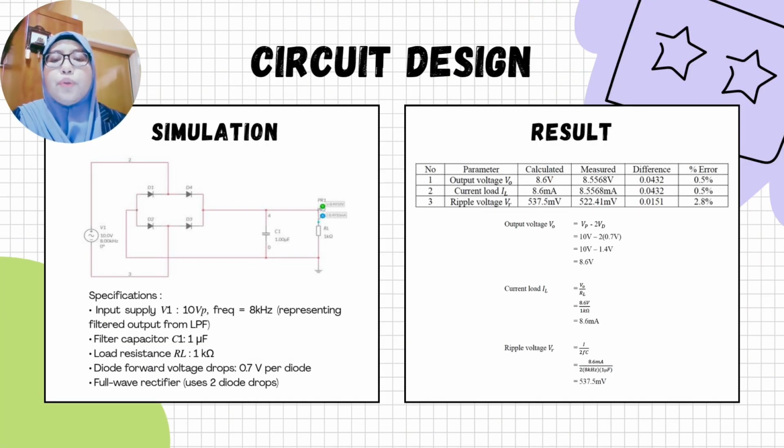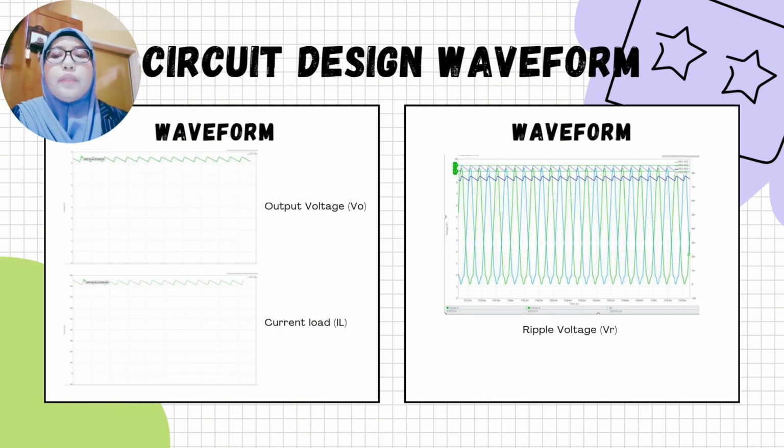Here, we show you the circuit design for this project. We use the full wave bridge rectifier. So we have the four diodes and then we use the capacitor to reduce the ripple voltage. So here the result is by calculation and measurement. Here we show the circuit design waveform for the voltage, for current of the load, and then the ripple voltage.